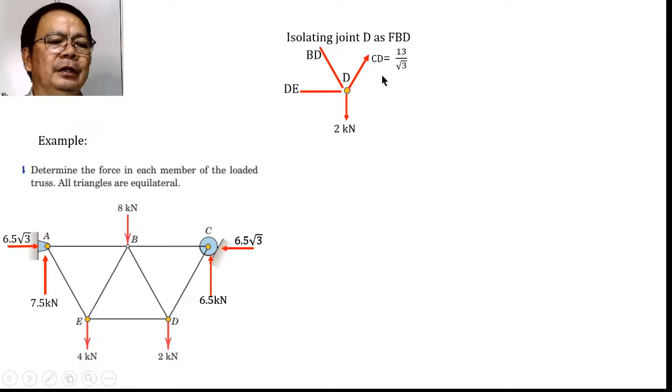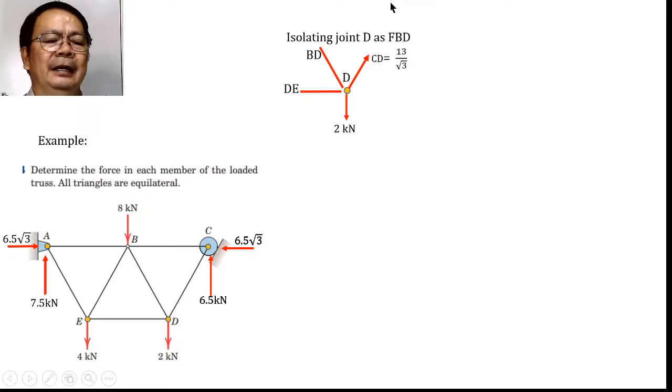Sa mga tuwid, itong CD is, ang component nito in the vertical direction is CD times sine of 60. At ano ba yung sine of 60? Ang sine of 60 is the same as the cosine of 30, which is equal to the square root of 3 over 2. Sa mga tuwid, square root of 3 over 2, magkakancel lang yung square root of 3 dito. Ibig sabihin, itong vertical component ng CD is 6.5. Kung 6.5 itong vertical component na ito, tapos ito naman ay 2, mas malaki ngayon yung pataas.